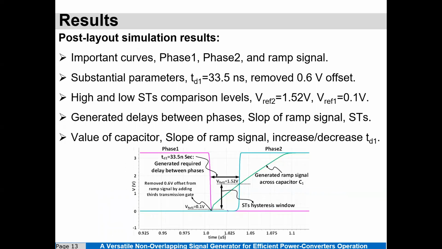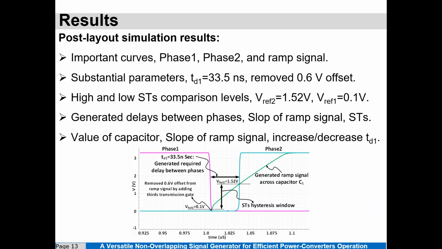The post-layout simulation result demonstrates the important curves, including phase 1, phase 2, and the ramp signal across one of the main capacitors. The substantial parameters are TD1 equal to 33.5 nanosecond. The 0.6 volt offset is removed from the ramp signal by adding the third transmission gate, and the high and low Schmitt trigger comparison levels are shown.